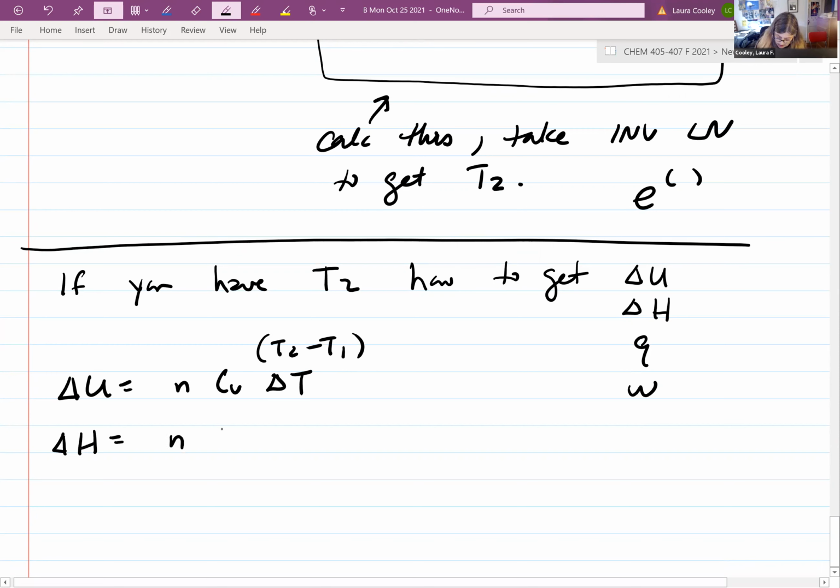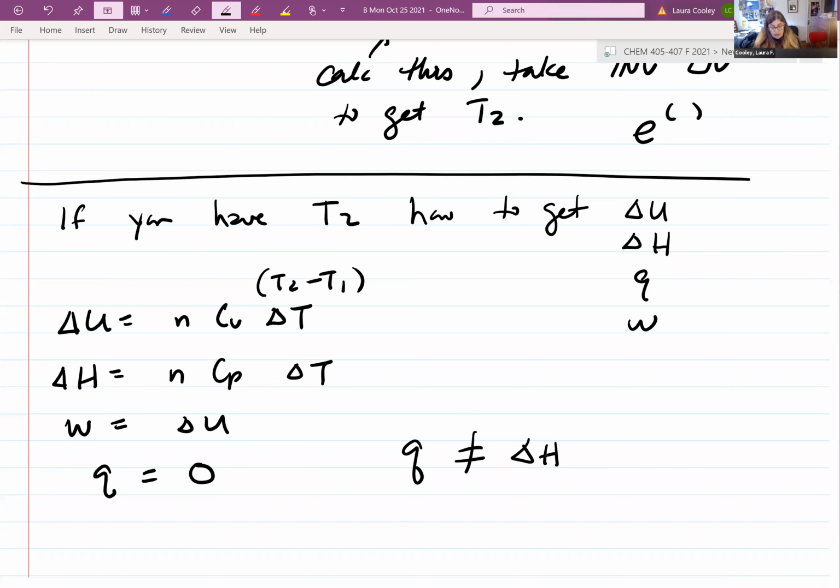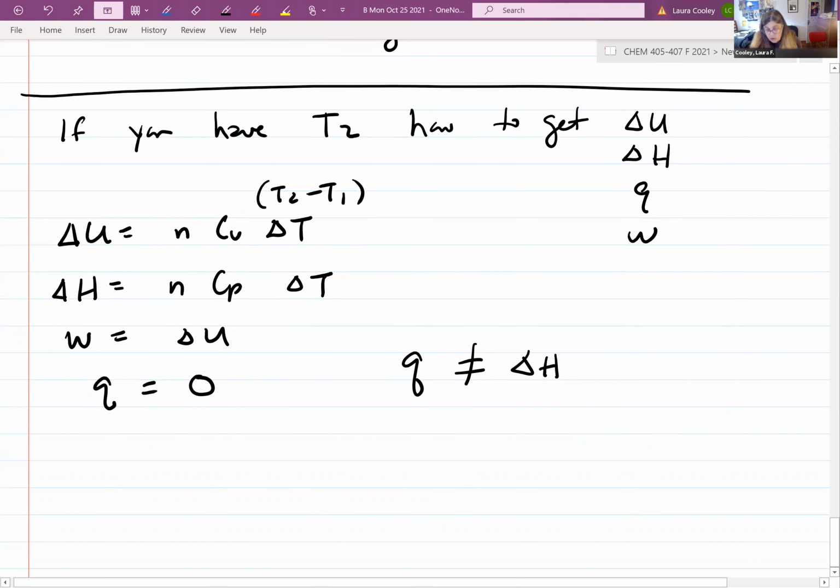Delta H is nCP delta T. W is delta U, and Q equals 0. Okay? So note, by the way, that Q is not equal to delta H here. That's because the pressure of this gas is not constant. You need to have a constant pressure situation for the system in order for Q to equal delta H.